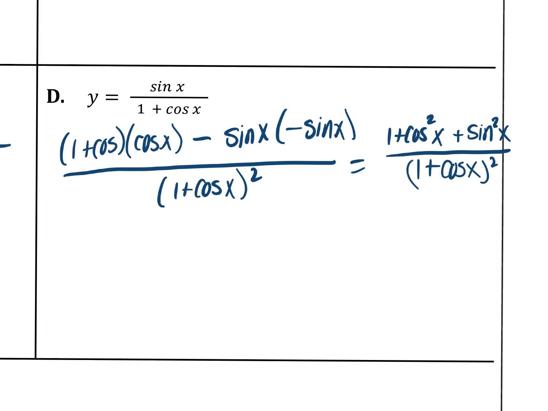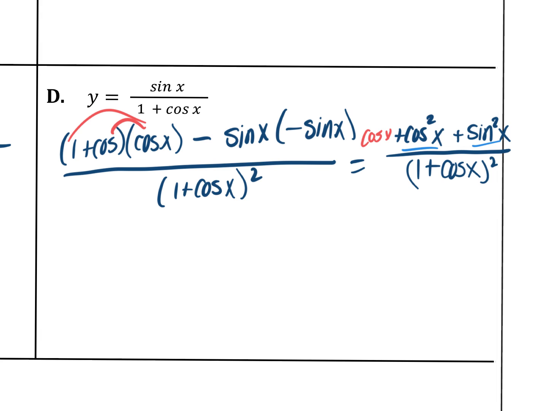So, we can simplify this because sine squared plus cosine squared on top is equal to 1. Wait, that's 1 plus 1 on top. Oh! No. Because I messed up. So you distribute this cosine, so it's cosine x plus cosine squared. I messed up. So it should be cosine x plus cosine squared plus sine x. Yes. Alright.